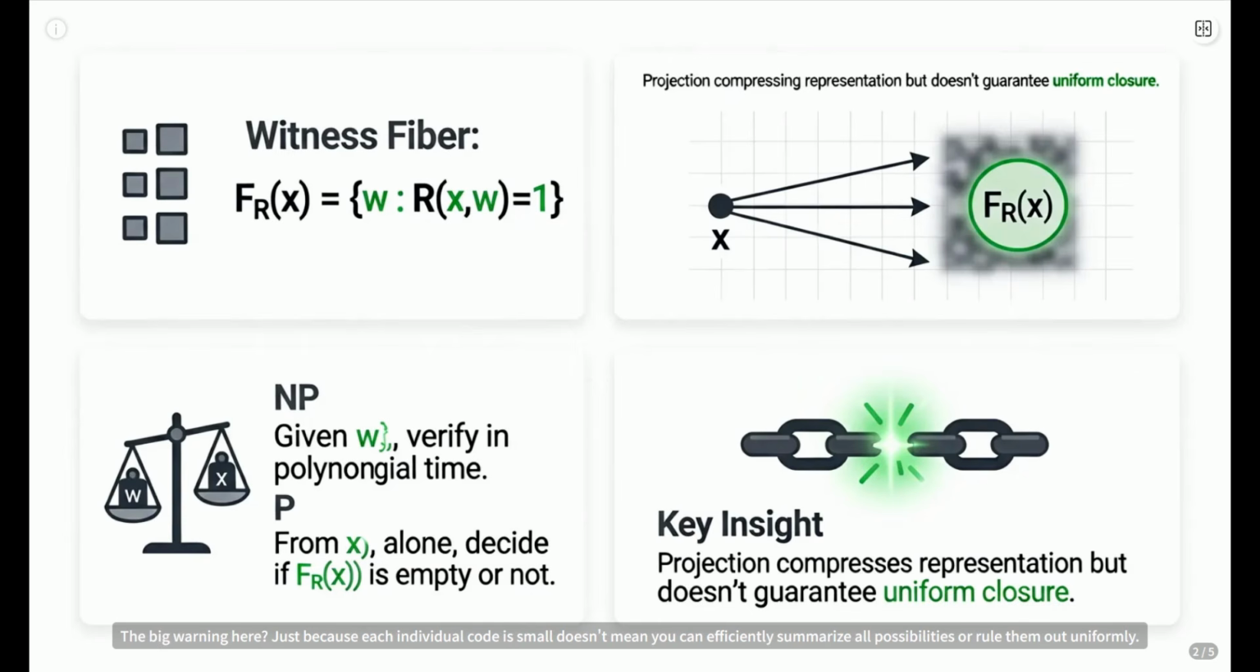The big warning here? Just because each individual code is small doesn't mean you can efficiently summarize all possibilities or rule them out uniformly. Projection hides the witness, but it doesn't automatically make the hidden complexity disappear.